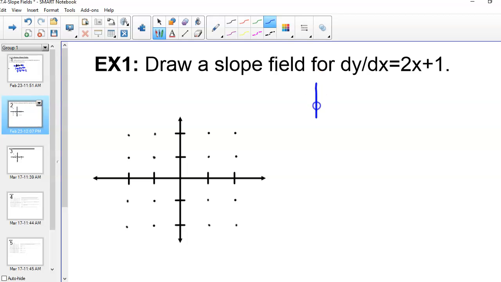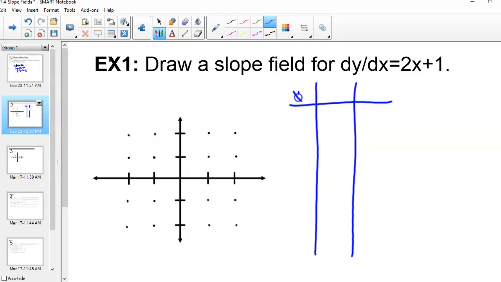So as you do more of these, you'll probably get a little bit better, and you might not need to make a chart. But I'm going to make myself a chart here: x, y, and then dy over dx. Okay, so I'm just going to take all the points on this slope field, and I could make it bigger, but then it's really going to take a long time to make.